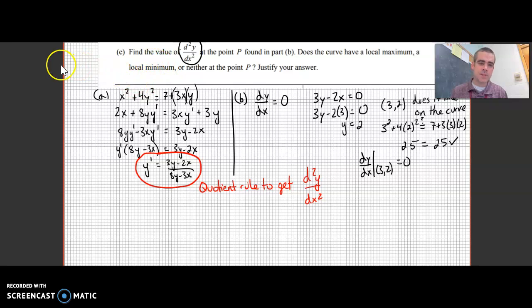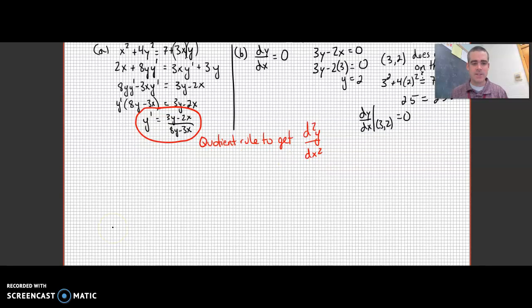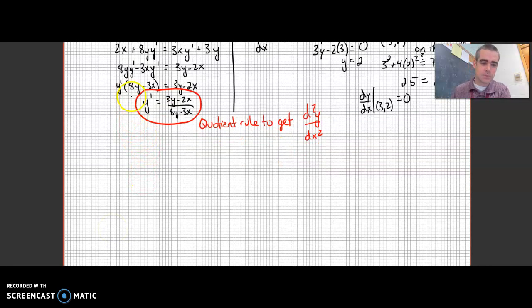We're going to use implicit differentiation yet again. We already used it back in part A, and now we're simply going to use it again. So let's go ahead and do that.